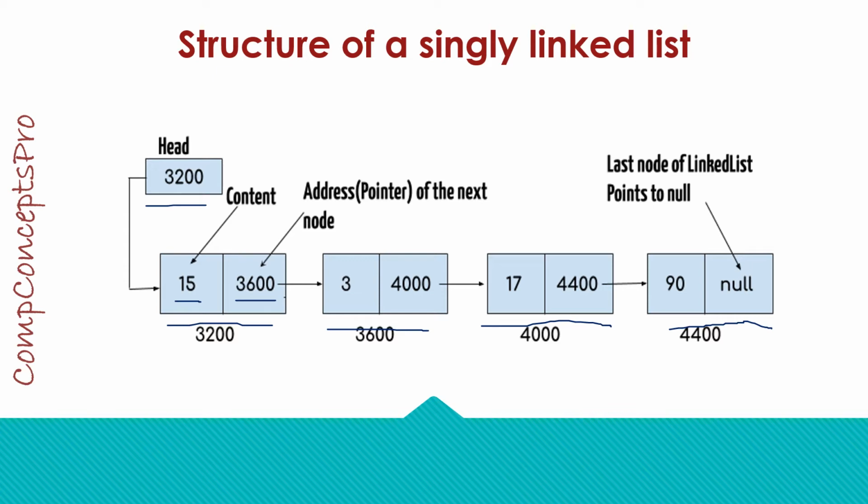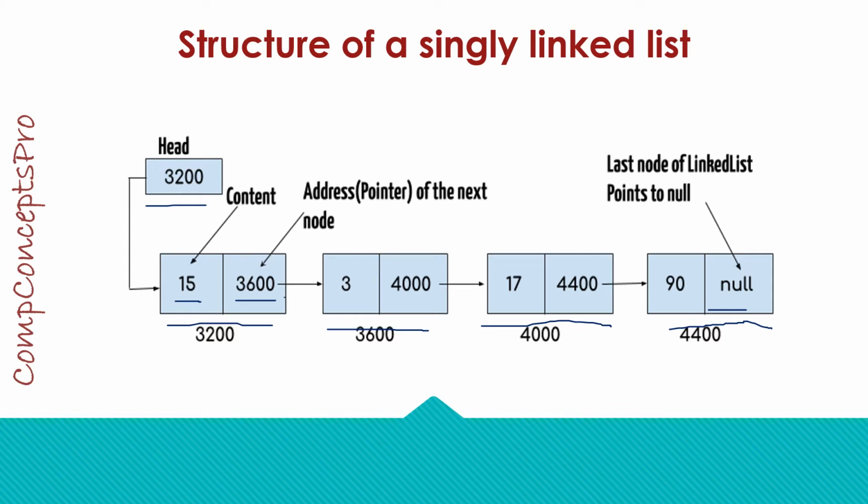Now how this data and address is stored in a node programmatically, those steps I have already discussed in my previous video. Its link is also given in the description box. And finally, the next pointer of the last node stores a null value because there are no further nodes in the linked list to point to. So I hope the concept of singly linked list is clear to you now.